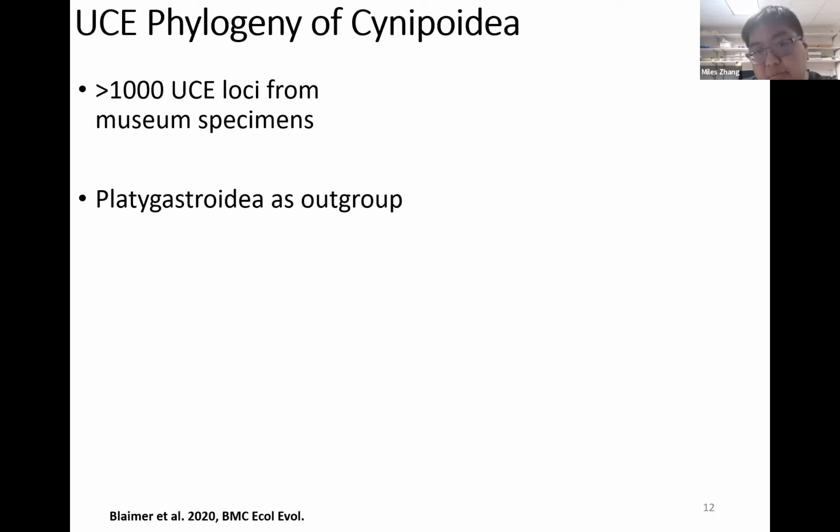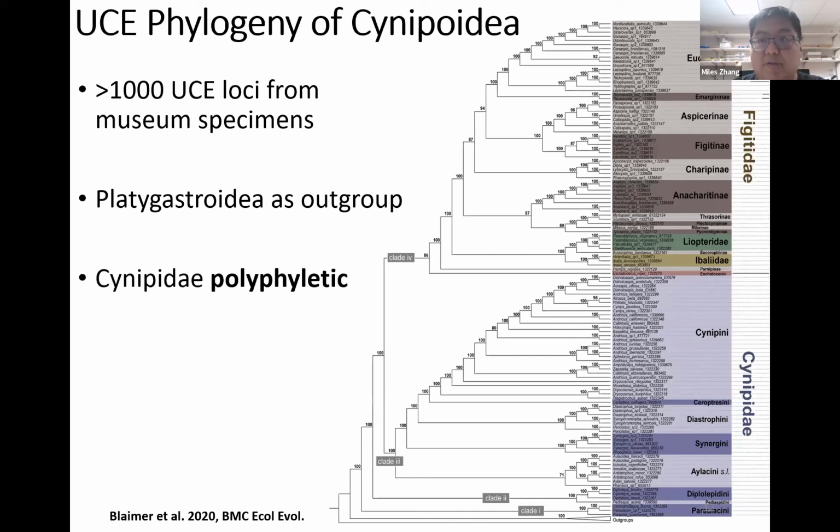And because they're looking at cynipoids as a whole, they actually used another superfamily, platygastroids, as the outgroup, right? So that's different than the previous study, where they used another cynipoid as the outgroup. Here, they're using a different superfamily. And here is the resulting tree.